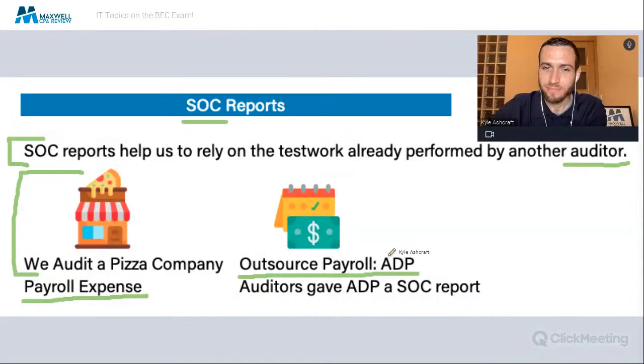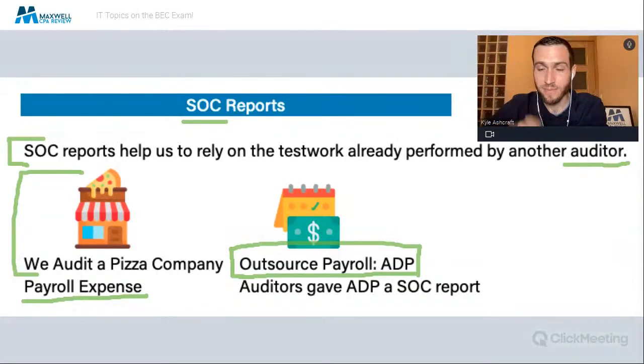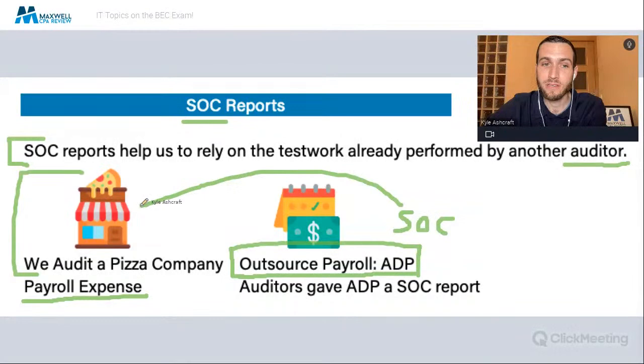So what happens is, since ADP does this service for many companies, they're going to have one audit of their company, and it's going to be about all of their different controls, and it's going to say whether they're working or not. So they're going to get this SOC report, and then they give it to the auditors of this pizza company. That way they can feel comfortable with the payroll expense, because it says that the auditors already looked at this ADP company. So a SOC report is trying to help us to rely on the test work of another auditor.